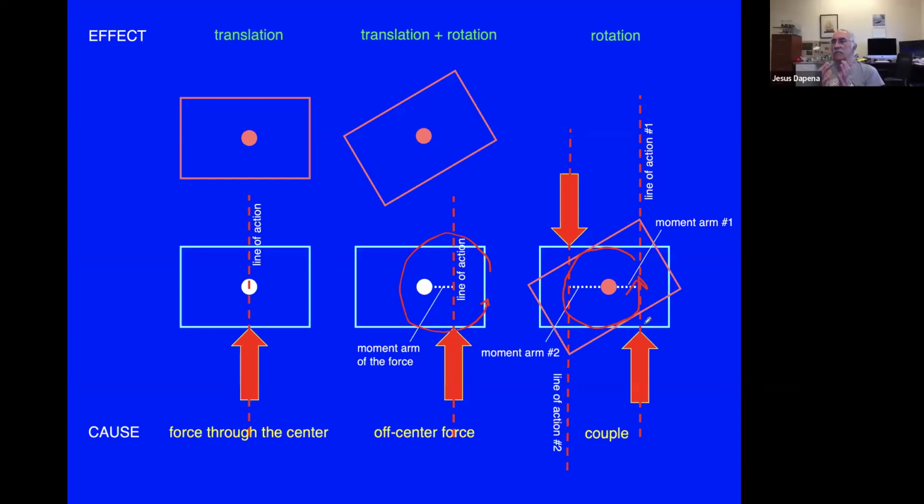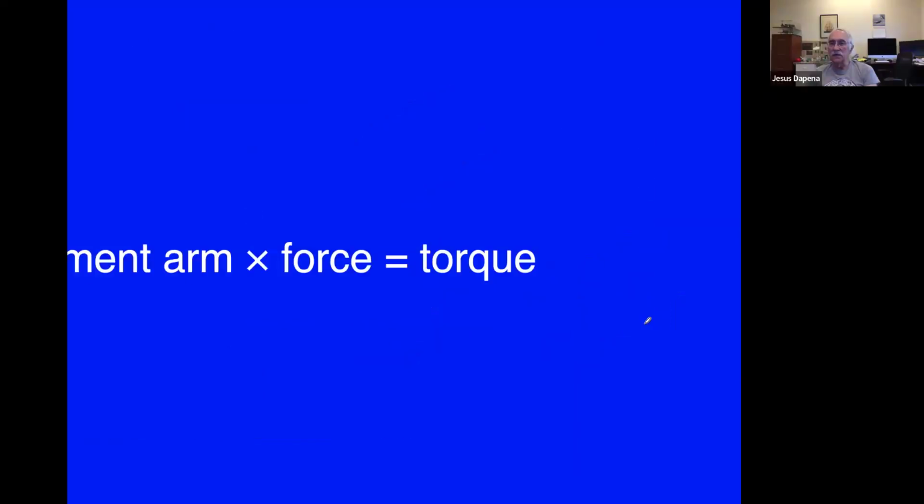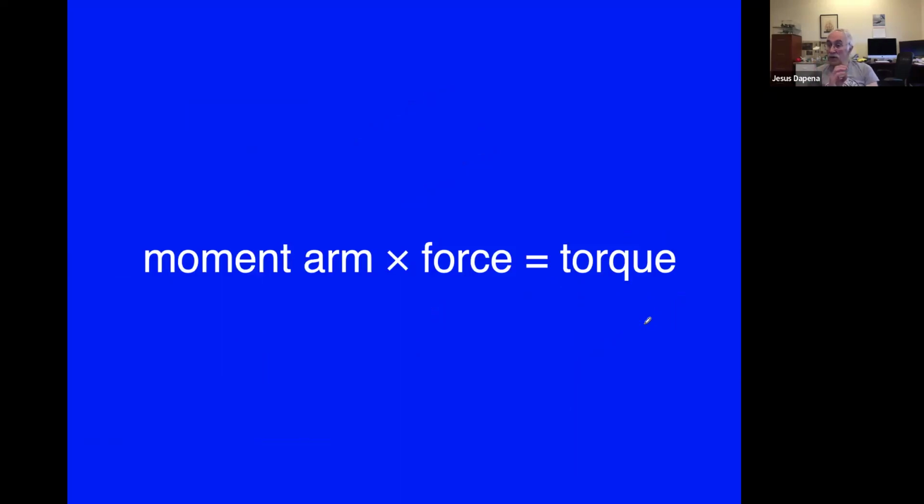So the tendency for rotation depends on two factors. Number one, it depends on the length of the moment arm, and it also depends on the size of the force. If you make a force of, let's say, 100 newtons, but you make that force 10 centimeters from the center, you get a certain tendency for rotation. But if you make that force 20 centimeters off center, you have twice as much tendency for rotation. So the tendency for rotation depends on the moment arm and on the force, and the product of these two things is called the torque.